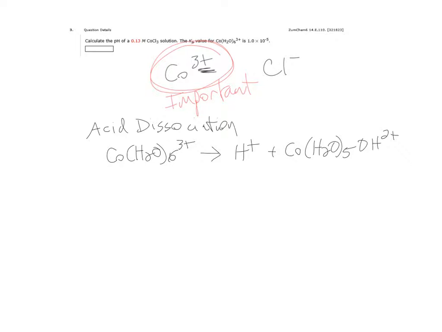All of that's kind of beside the point. It's just that we kick off a proton. They gave us that the initial concentration of the salt was 0.13, and we don't have any of the other species, so we shift to the right. And they actually give us the Ka value directly, which is really nice. It's 1.0 times 10 to the negative 5th, whereas in the previous problems we had to calculate the K value.